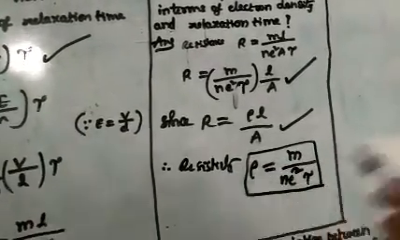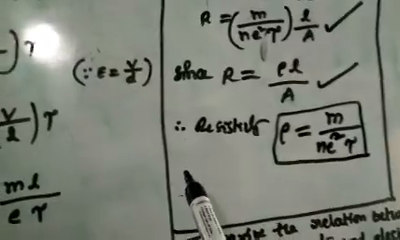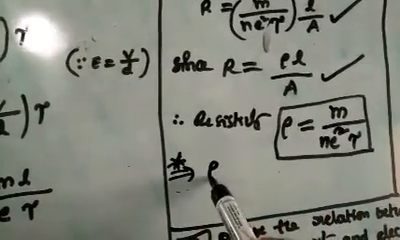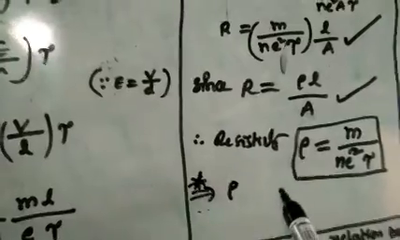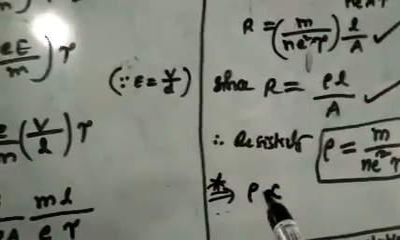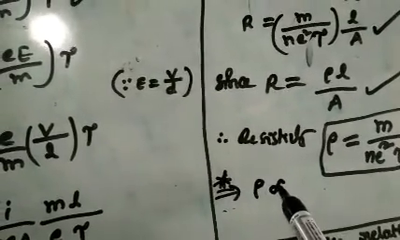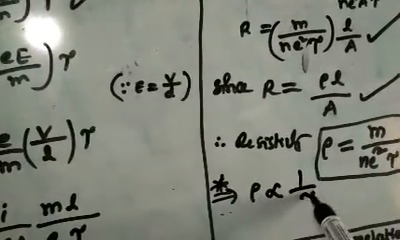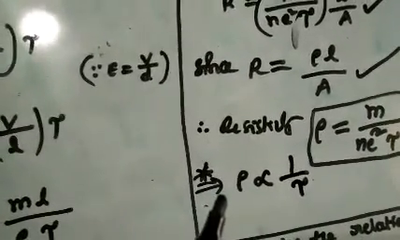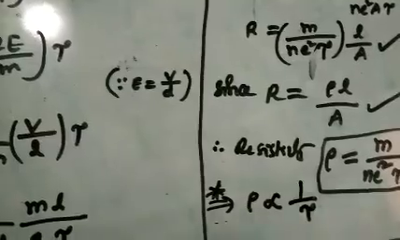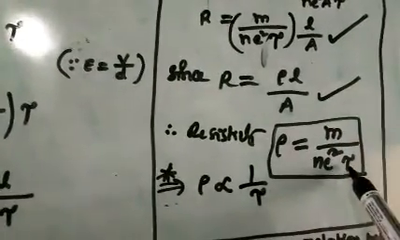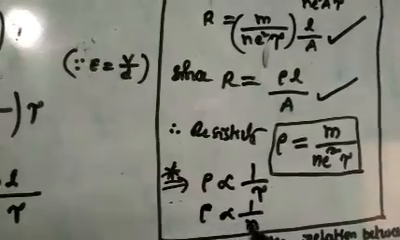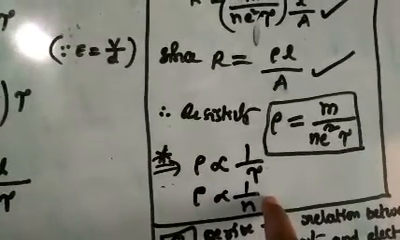Very useful formula, remember. From this, you have to understand one simple sentence: resistivity rho is inversely proportional to the relaxation time tau. Very important. Resistivity rho is also inversely proportional to the electron density.